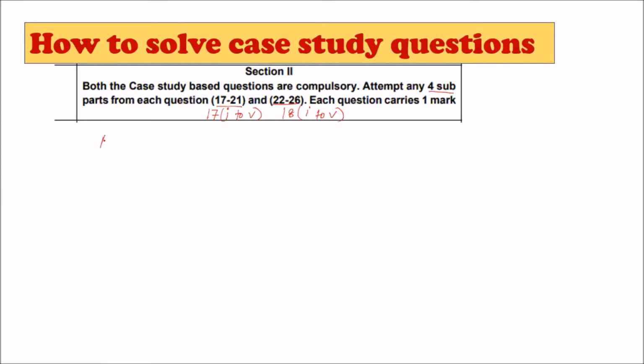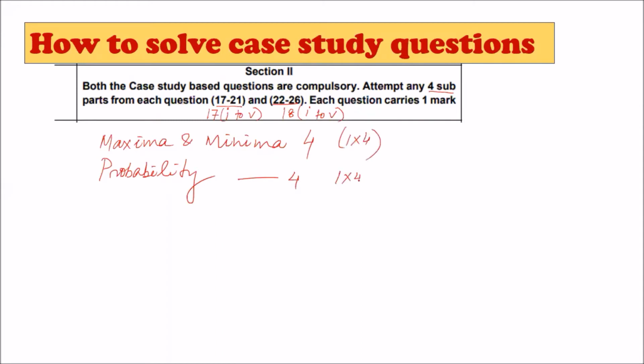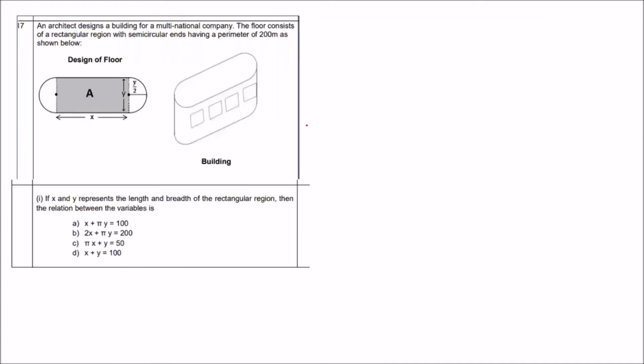So one question is from maxima minima, and the second is from probability, especially from Bayes theorem. So it carries 4 marks each. 4 questions, 1 mark each, that will be 4. Now let us go for the questions.